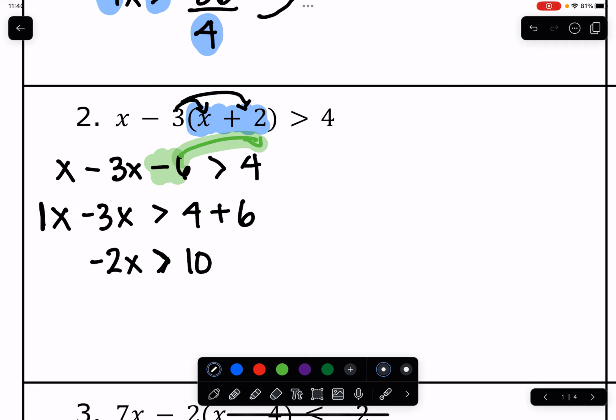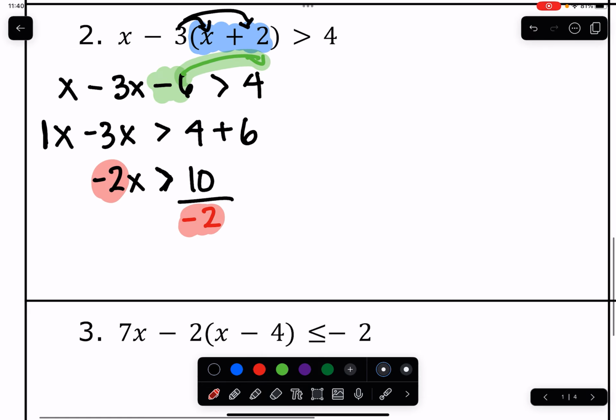We are now going to divide by a negative 2. Okay, that's very important. We are dividing by a negative 2. So since we're dividing by negative 2, that's going to give us negative 5. So we have x and negative 5.